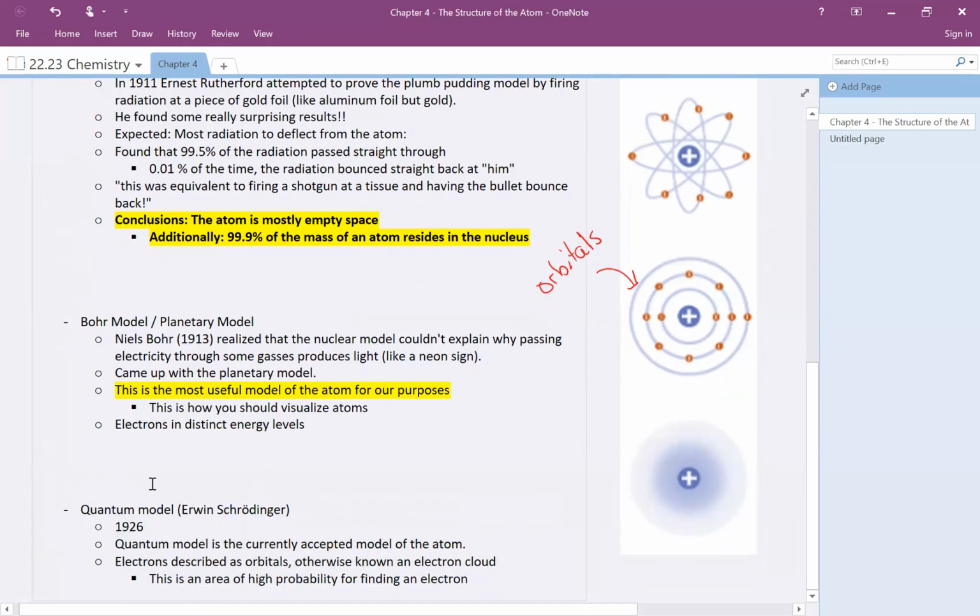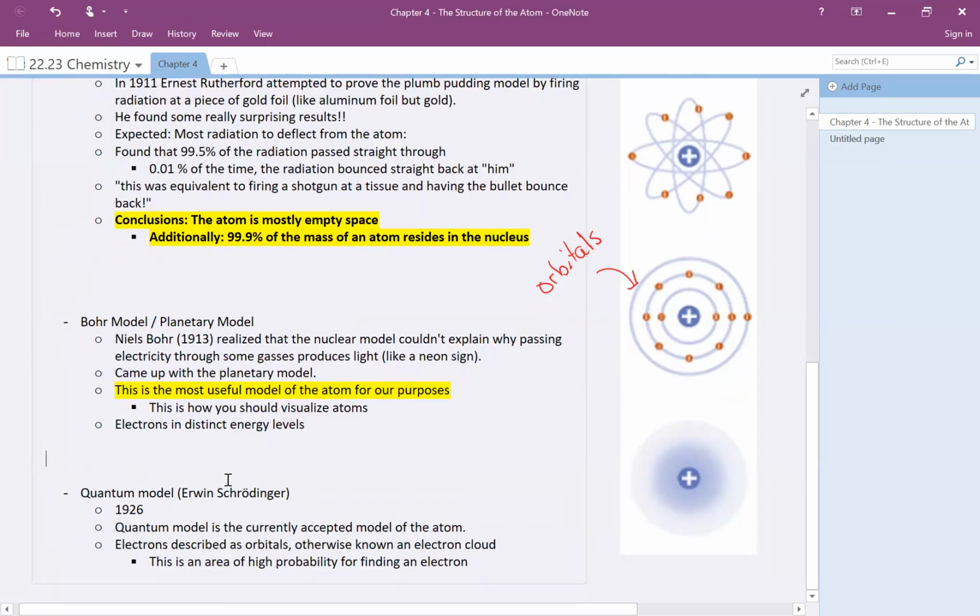Next, our quantum mechanical model. And finally, the last model of the atom. Our quantum mechanical atom model was developed by Erwin Schrödinger. If you've ever heard of Schrödinger's cat, we can talk about it in class. It's pretty famous. In 1926. This is our currently accepted model of the atom. That does not necessarily mean we won't update it in the future, but it does mean that this is what all of our evidence points to as the correct description of an atom.